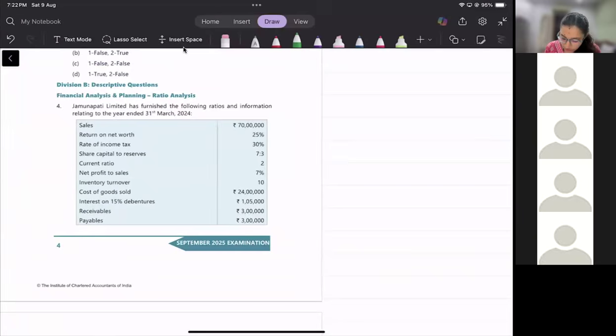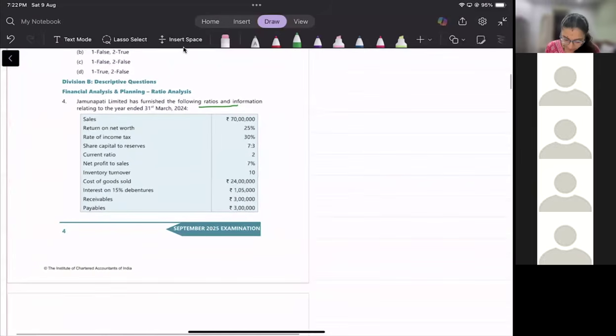Jamunapati Limited has furnished the following ratios and information relating to the year ended 31st March 2024. They have given a few data. Sales 70 lakh, return on net worth 25%, income tax 30%, share capital to reserves 7:3, current ratio 2, net profit to sales 7%, inventory turnover 10, cost of goods sold 24 lakh, interest on 15% debentures 1 lakh 5,000, receivables 3 lakh and payables 3 lakh.